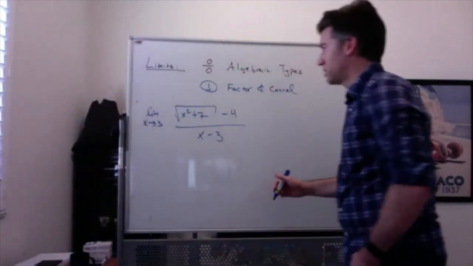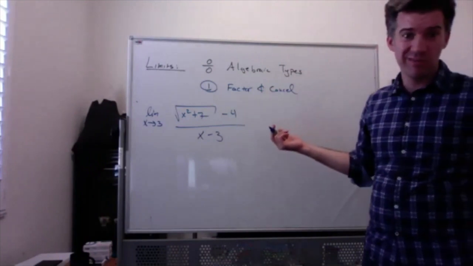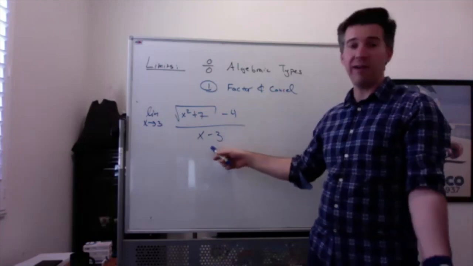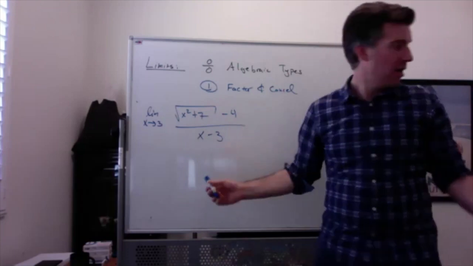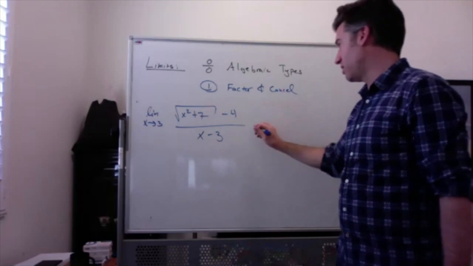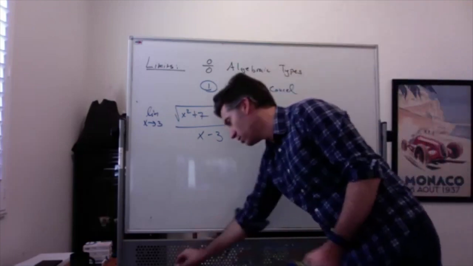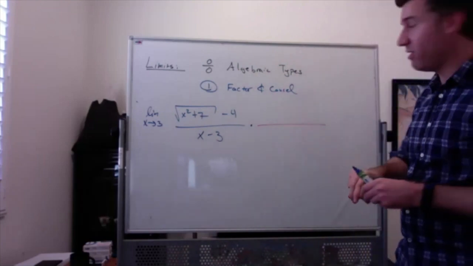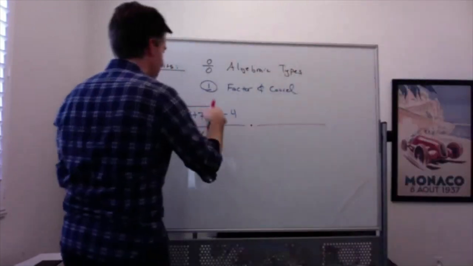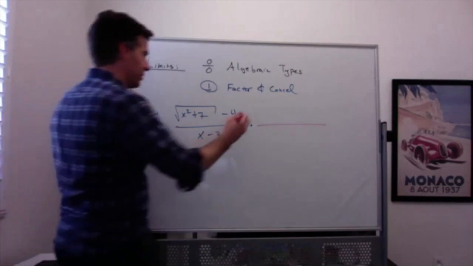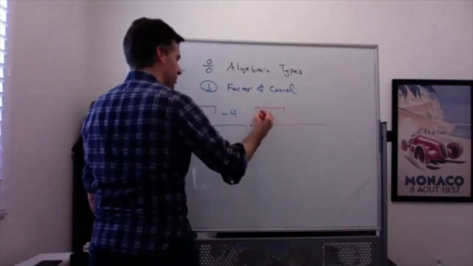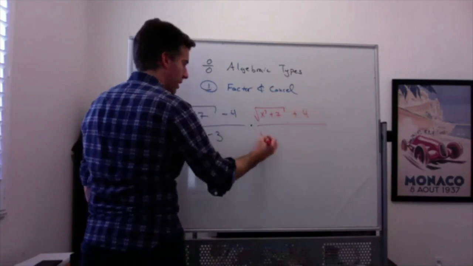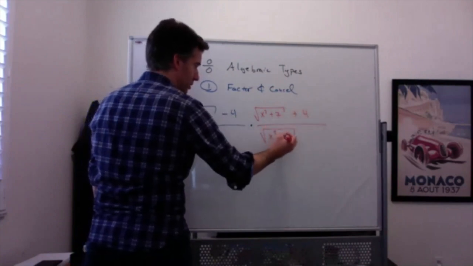So in this case, we can't just factor. I can't factor out an x minus 3 from the top. There is an x minus 3 on the bottom, but to be able to do that on the top, I first have to employ a trick. And that trick or method is to multiply by the conjugate of the square root thing. So I'm going to multiply the top and the bottom by the square root of x squared plus 7 plus 4. And then it's got to be the same thing in the denominator.